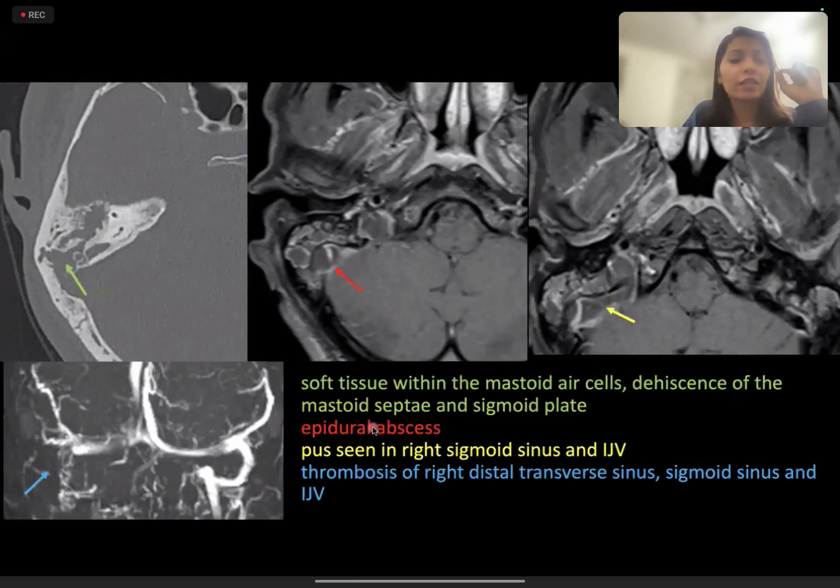Okay, so what we're seeing here is opacification of the right mastoid air cells. There is dehiscence of the mastoid septations here. All these septations which we usually see are not there. There's also dehiscence of the sigmoid plate.